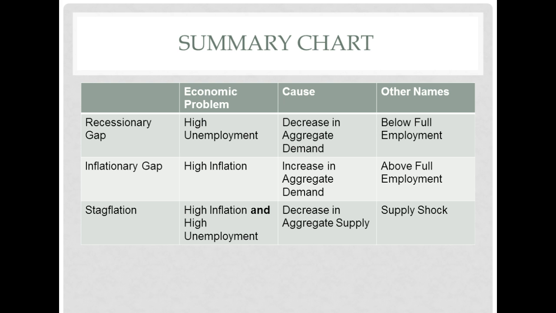And this chart summarizes how they happen, the cause, and the problem it creates when that happens. For example, in a recession, you'll notice it's high unemployment, and it also reminds you about some other names that we might use to describe the same thing. I will note just briefly, one of the terms we sometimes use for stagflation is what's called a supply shock. I didn't use that on the last slide, but it's good to just mention it here.